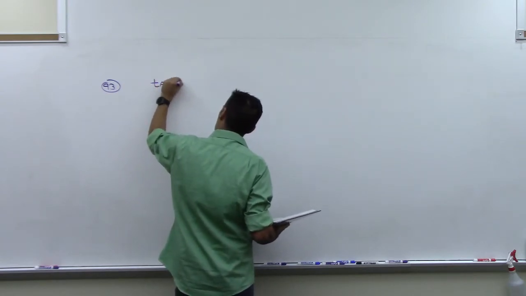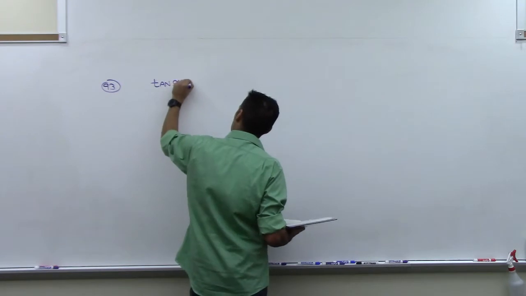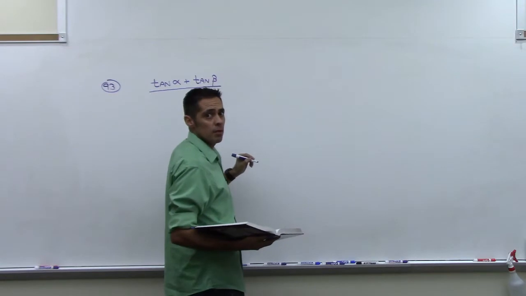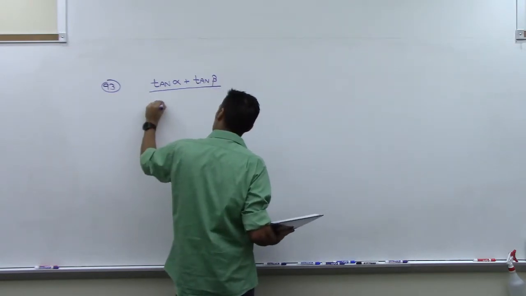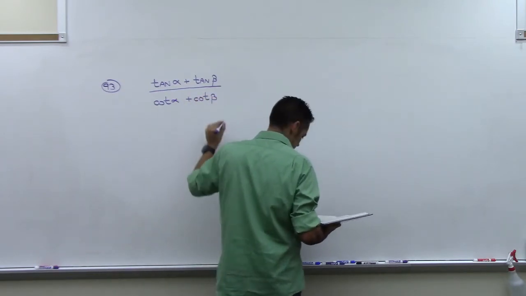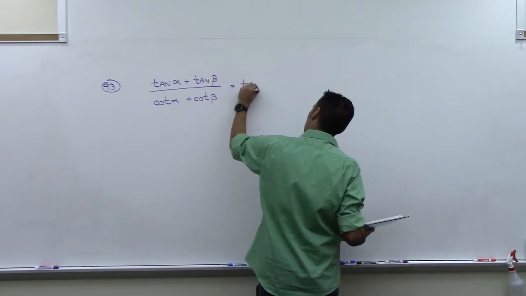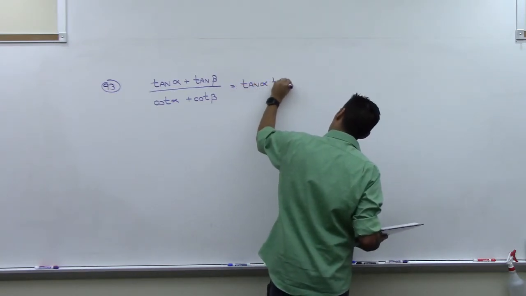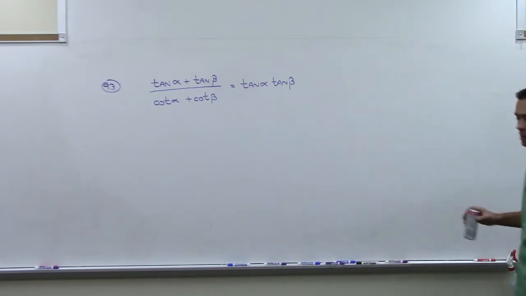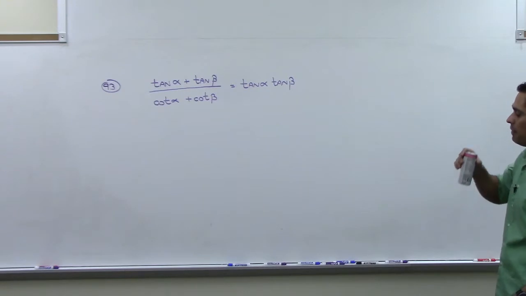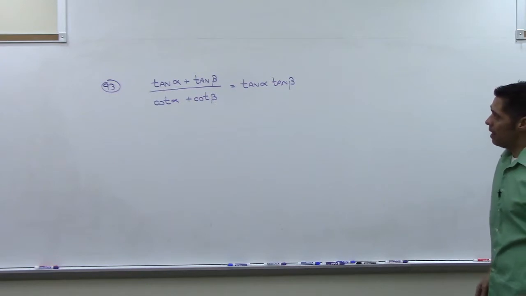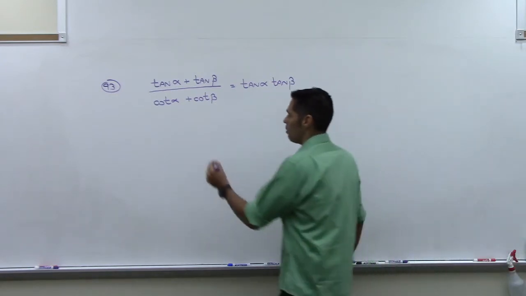Tangent of alpha plus tangent of beta over cotangent of alpha plus cotangent of beta equals tangent of alpha, tangent of beta. So they're using different variables here. Instead of theta and v, they're using alpha and beta. Well, I'm starting with the left. I think the left has more stuff to work with here.